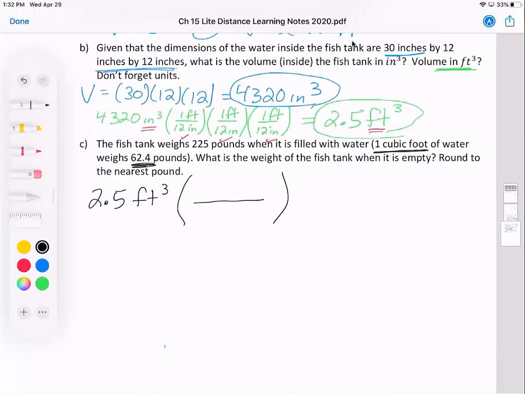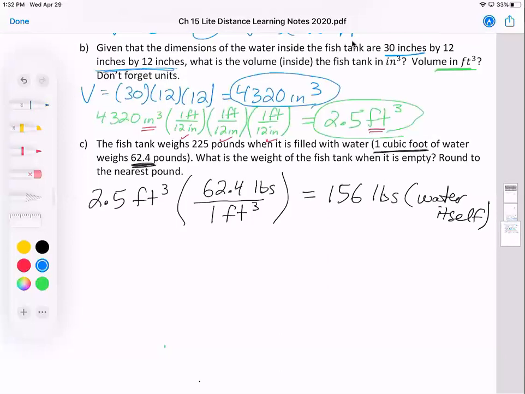Where should we put the pounds in our unit conversion? Where should we put cubic feet? Well, we want the cubic feet to cancel. So we have cubic feet, and then we want divided by 1 cubic foot in the denominator. That leaves 62.4 pounds in the numerator. So that means the water itself weighs 2.5 times 62.4. The water is 156 pounds.